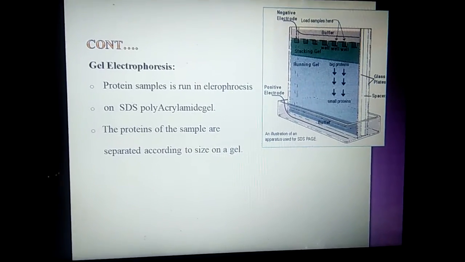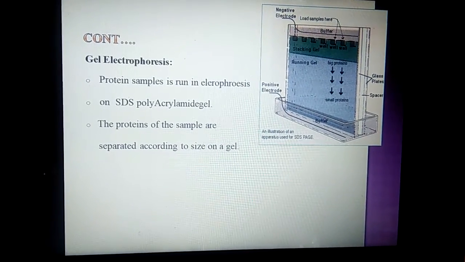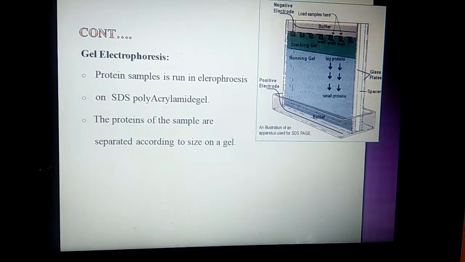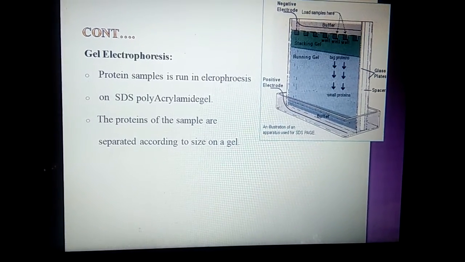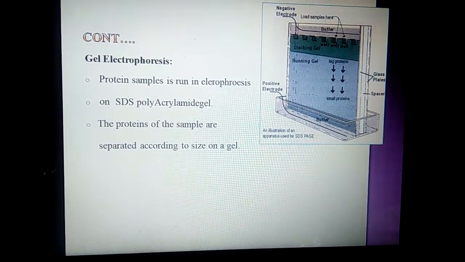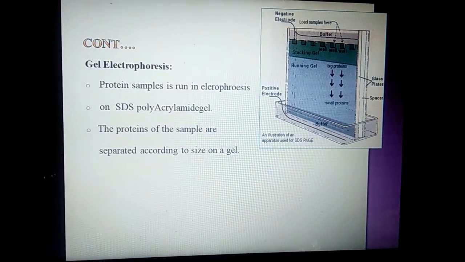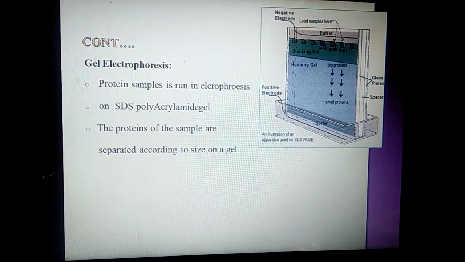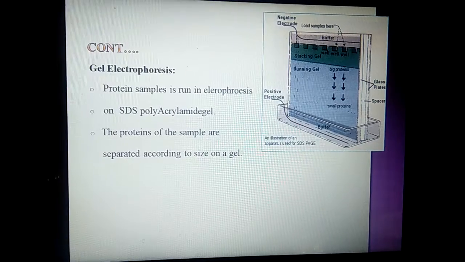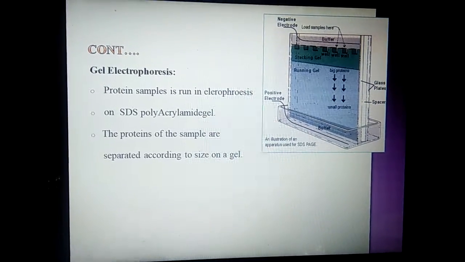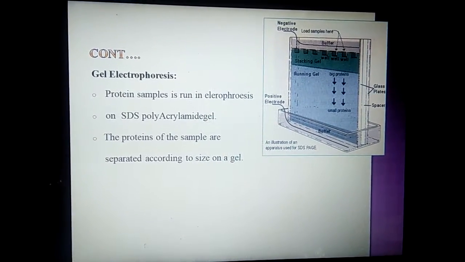After the sample is prepared, that means the protein is isolated from the sample, gel electrophoresis is used. The sample is then run on the gel electrophoresis using polyacrylamide gel. The proteins of the sample are separated according to their size on the gel.